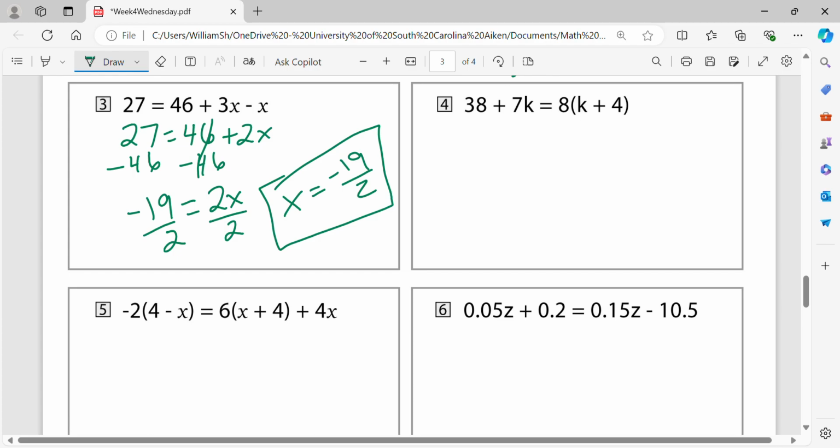Number 4, I have 38 plus 7k equals 8 times k plus 4.